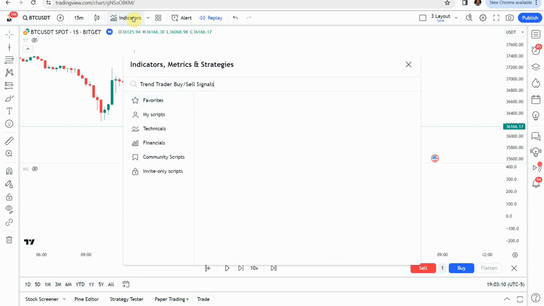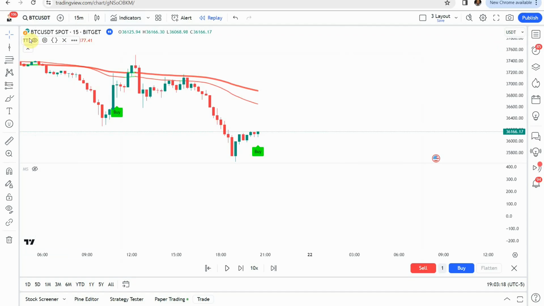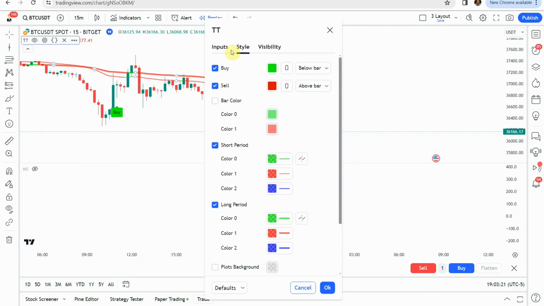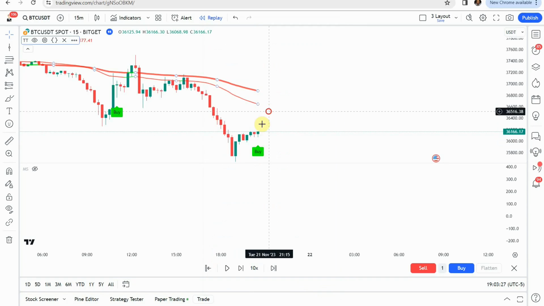The first indicator you will add to the screen is going to be the trend trader buy sell signals, this one right here. You'll add it to the screen. It'll look kind of like this right here. You will jump into the settings, and under the style, you will turn off the bar color, and you'll scroll down and turn off the plots background. Hit OK, and it should look like this now.